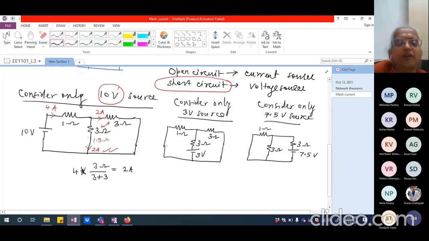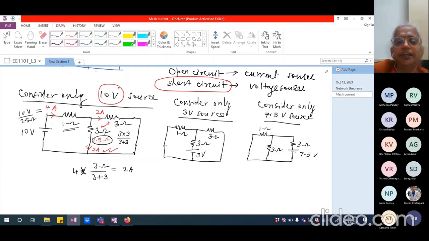How did you find out the 4 ampere of flow, ma'am? This 1.5 is the equivalent resistance when you consider 3 and 3 in parallel. This is 3 multiplied by 3 divided by 3 plus 3, right? That is half of the original value. So 9 divided by 6, which is 1.5 ohm. Whereas this is going to be 1.5 plus 1, which is 2.5. So this is going to be 10 volt divided by 2.5 ohm, which is equal to 4 ampere. Got it? Yes, okay?